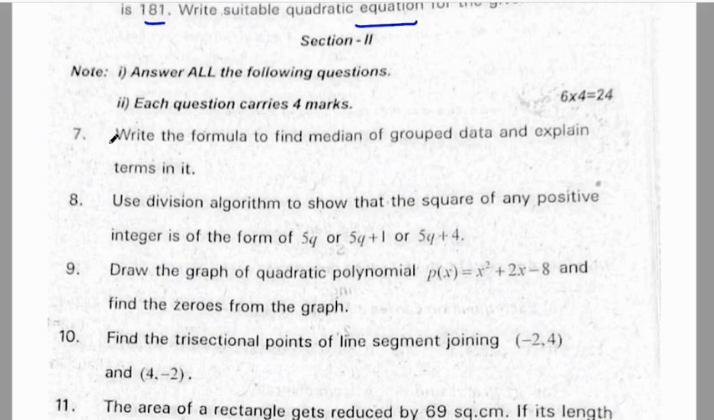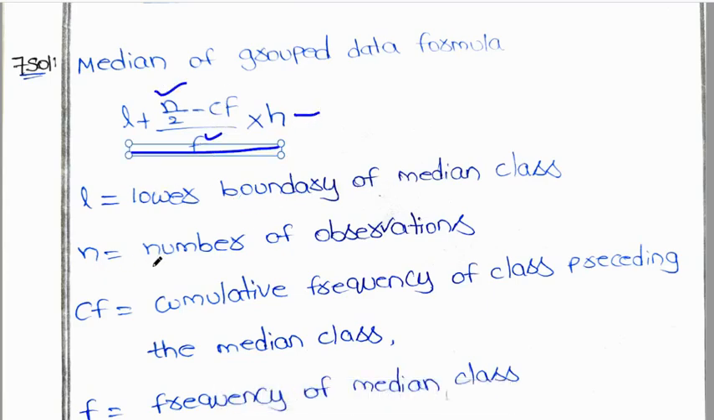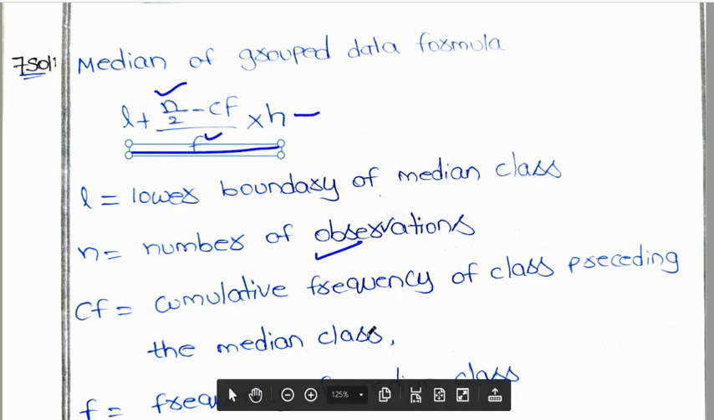Section 2, first question, seventh question: write the formula to find the median of grouped data. So the formula is L plus (n by 2 minus CF) by f into h, where L is the lower boundary of the median class, n is the number of observations or total frequency, CF is the cumulative frequency preceding the median class.